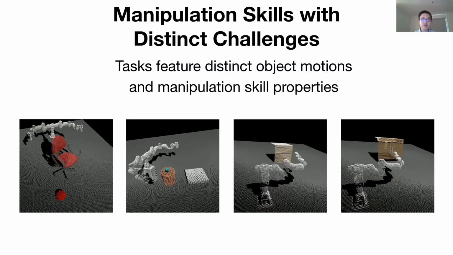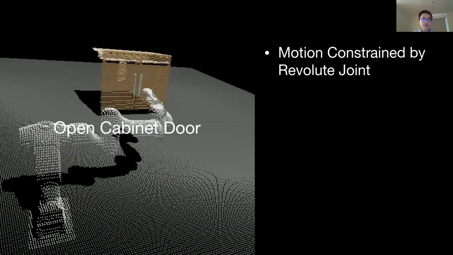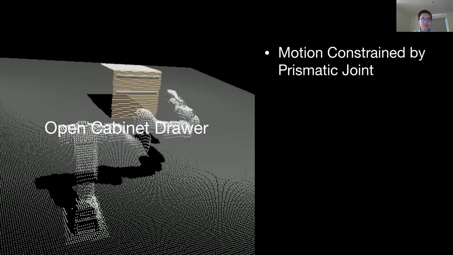First, ManiSkill currently includes 4 different physical manipulation tasks, each targeting a distinct challenge. In the open cabinet door task, we have a robot arm installed on a movable platform, and it needs to open the door of a cabinet. This task exemplifies motions constrained by a revolute joint. In the open cabinet drawer task, a robot arm is required to pull out the drawer of a cabinet. This task exemplifies motions constrained by a prismatic joint.